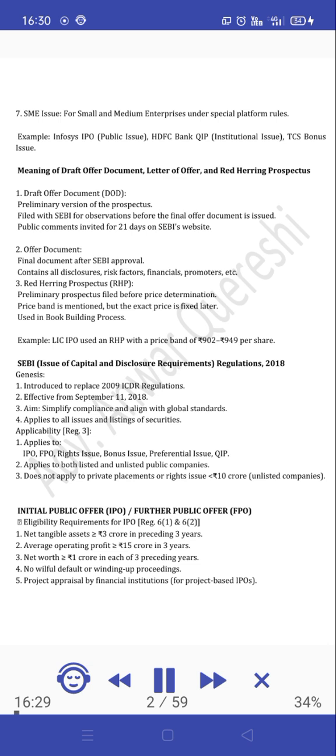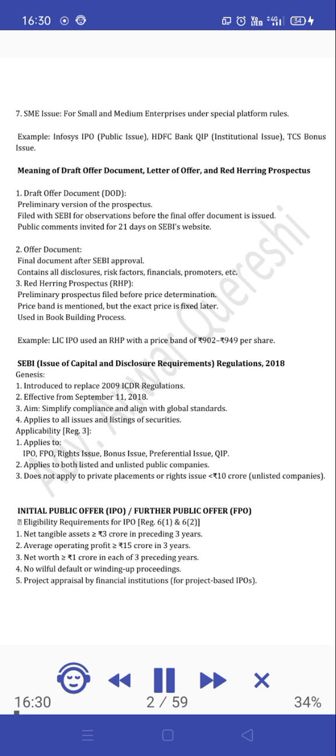Eligibility requirements for IPO, Reg. 6.1 and 6.2. 1. Net tangible assets greater than or equal to 3 crore rupees in preceding 3 years. 2. Average operating profit greater than or equal to 15 crore rupees in 3 years. 3. Net worth greater than or equal to 1 crore rupees in each of 3 preceding years. 4. No willful default or winding up proceedings.